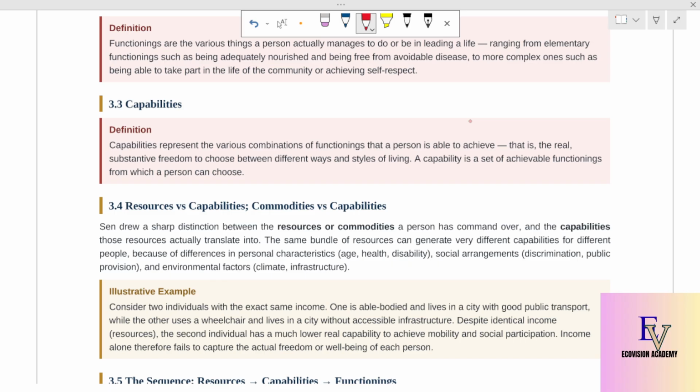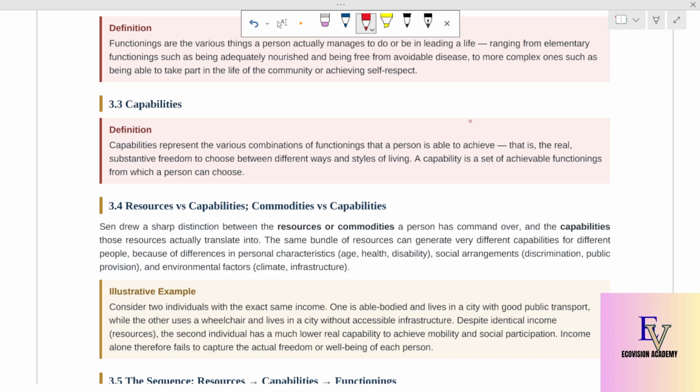Capabilities are what translate resources. Whenever you have some resource, you should also have the freedom to use that resource. If you do not have the freedom to use it, then there is no meaning in having the resource, because I cannot use it as my country has some restrictions. There is a coal mine, but you cannot draw coal from there. There is an oil mine, but you cannot draw crude oil from there. So oil and coal are basically resources.